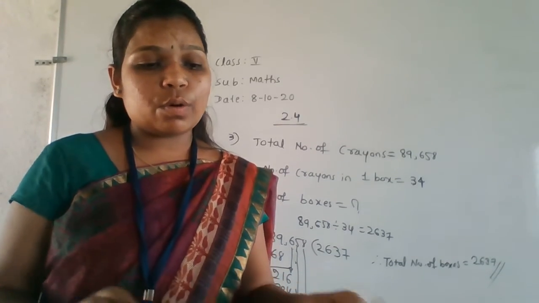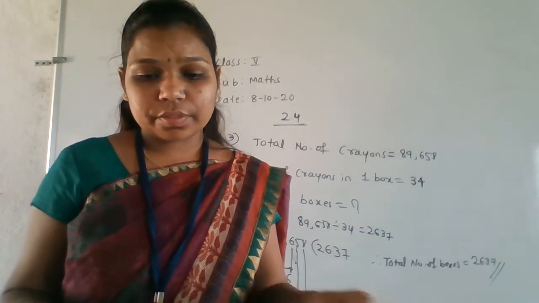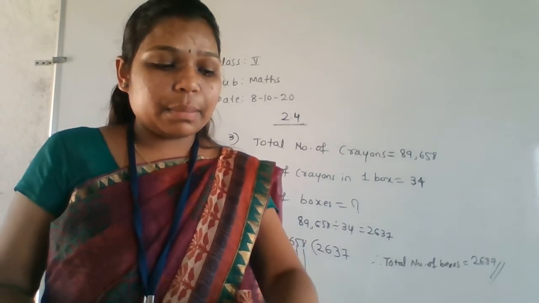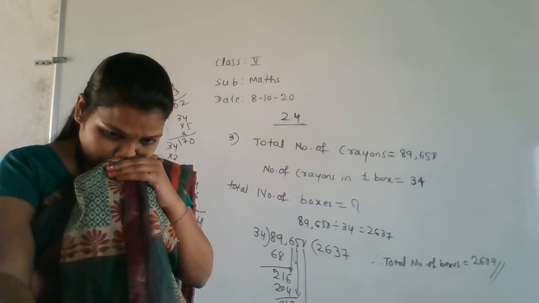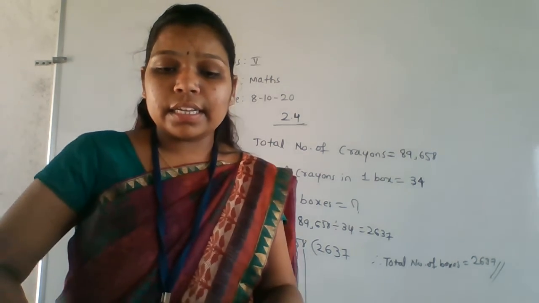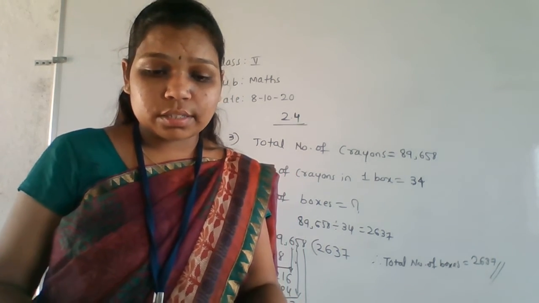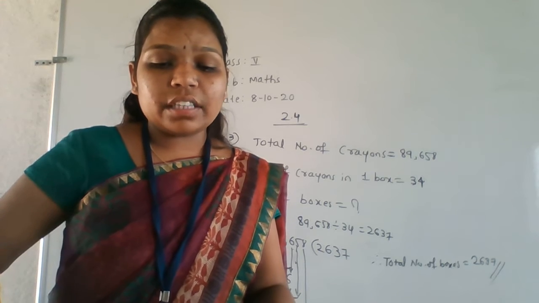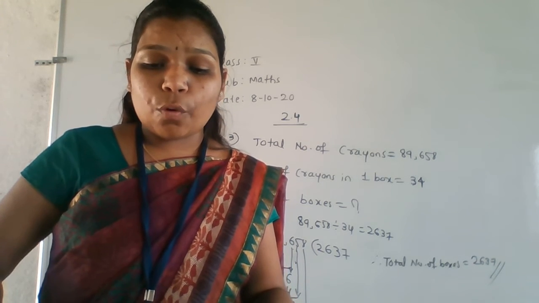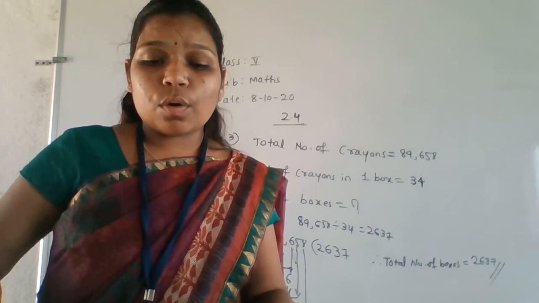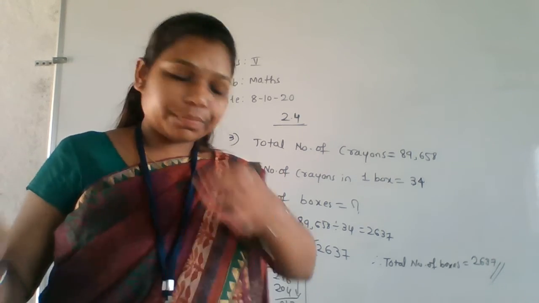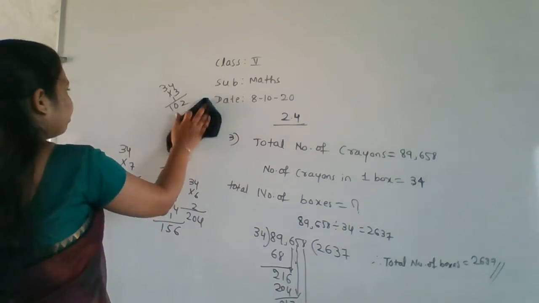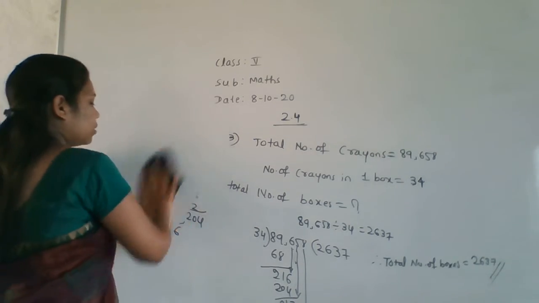So now we'll go with the MCQs, multiple choice questions. Page number 37, open everyone. Page number 37, in that multiple choice questions. Okay. First one: find the product of the greatest 4-digit number and the smallest 3-digit number. What is the greatest 4-digit number?